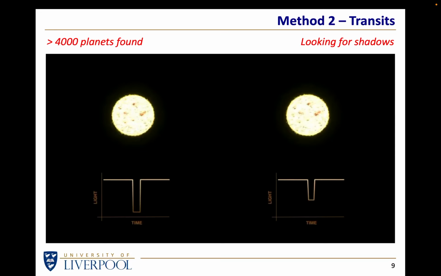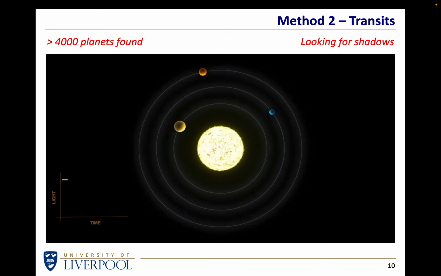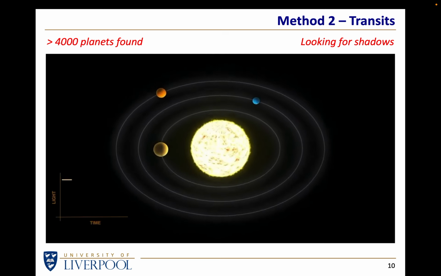So the wobble method that I mentioned in method number one depends on the mass of the planet. The more massive the planet, the more the star will wobble. Here we're looking at the size of the planet, in other words, its diameter. Now with transits, it actually works even if we have a very complicated solar system.